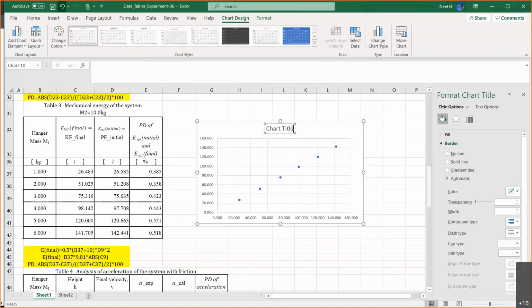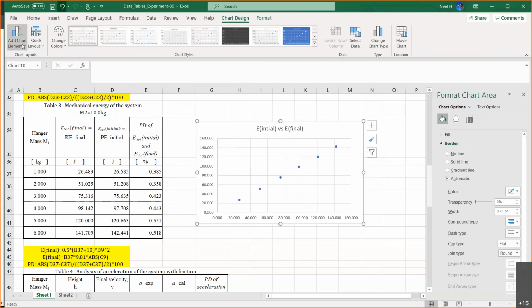Chart title, you can say this is E parentheses initial versus E final, and double click on the graph.